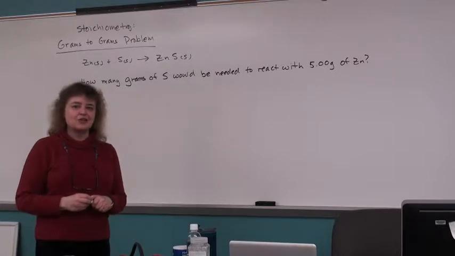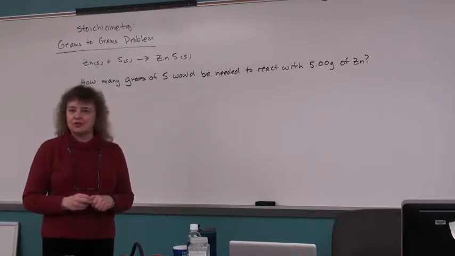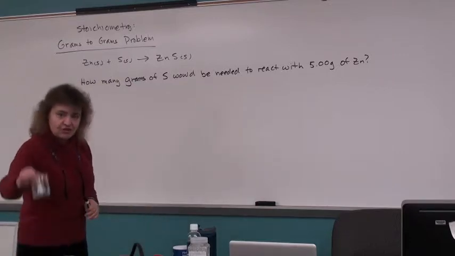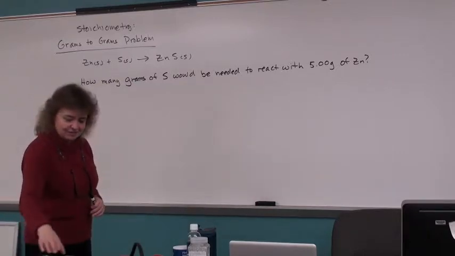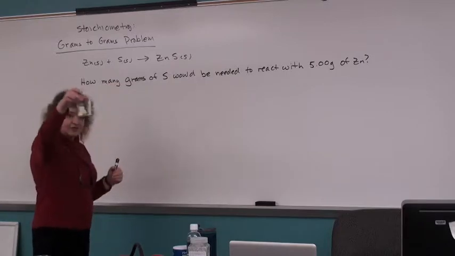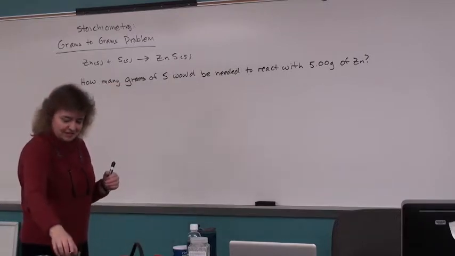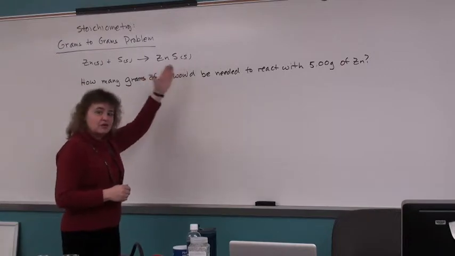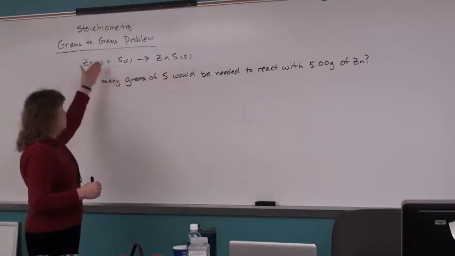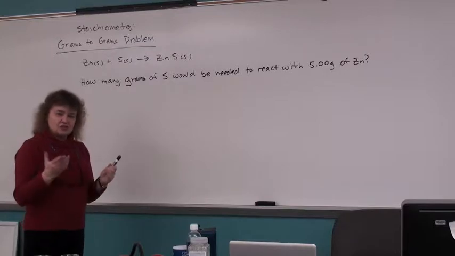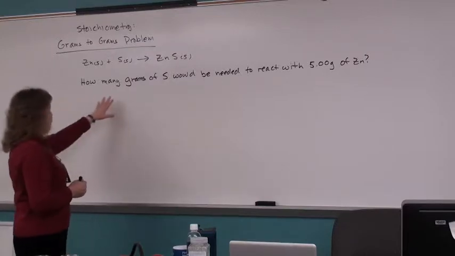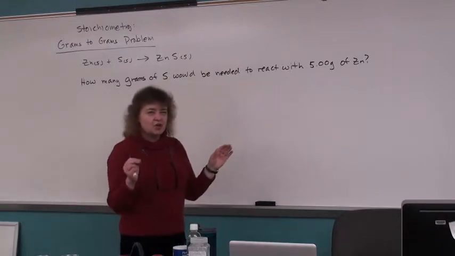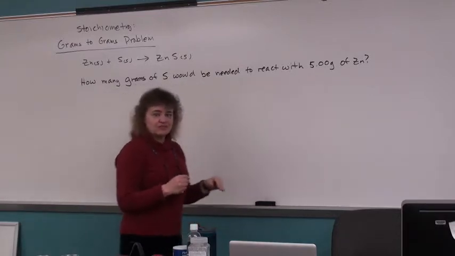Hello, we're going to be taking a look at a stoichiometry problem, grams to grams, based on this equation. We'll be taking some solid zinc, pure zinc element, and some solid sulfur, pure sulfur element, and reacting them together to make zinc sulfide. Now notice this equation is balanced. It's a 1:1:1 ratio. So we're going to pose the question of how many grams of sulfur would be needed to react perfectly, no leftovers, with 5 grams of zinc.